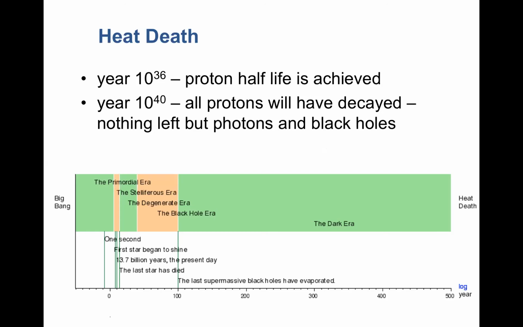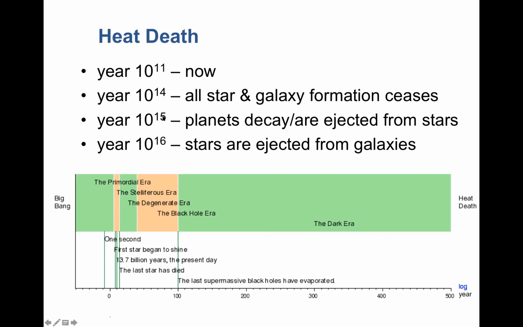Now, we're taking a huge jump because once you have all stars ejected from galaxies, all of the low mass stars have burned themselves out. All of the high mass stars have burned themselves out. Remember, the sun will be dead in another 5 billion years or so. So all the suns are dead by this time.